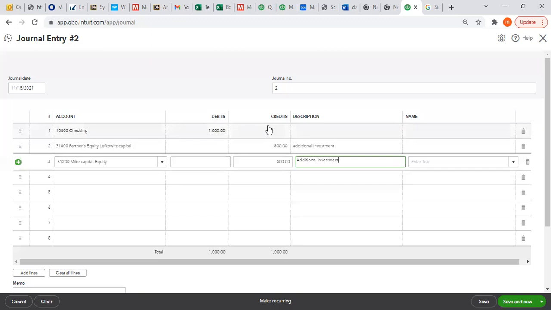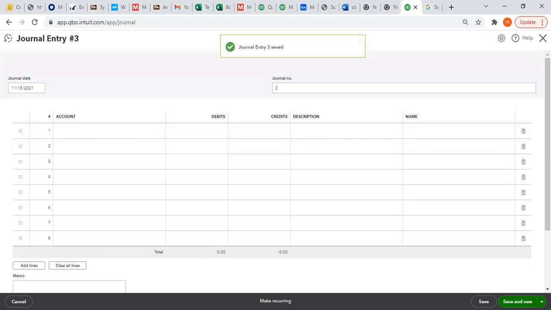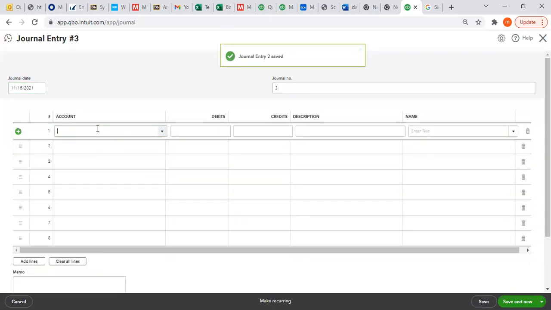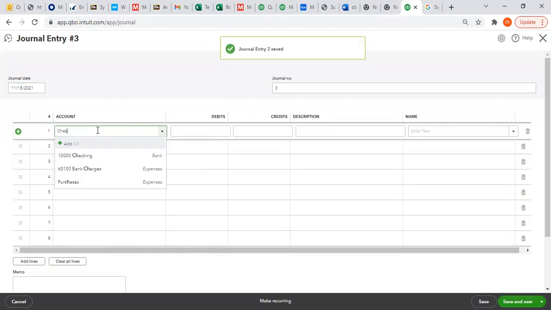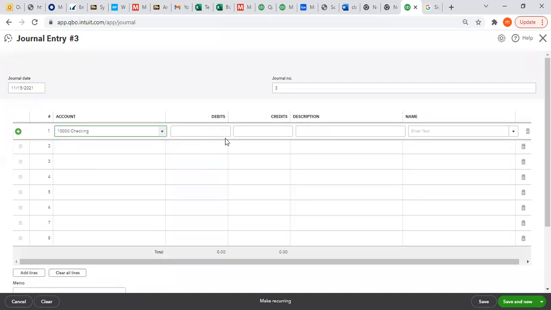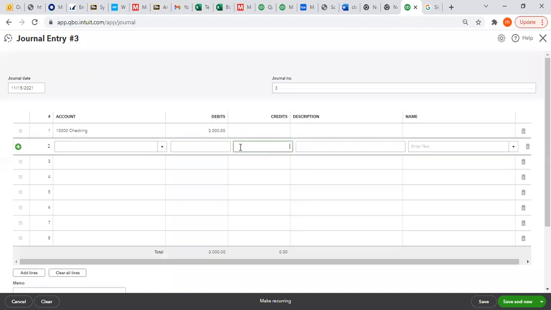I'm waiting for everybody to finish. We're going to do another one. So that's your journal entry number 2. We have 1 debit to 2 credits. Save and new. And now we're doing, again, checking. We got $3,000 for our work. We did landscaping the whole November. So that's your last entry.